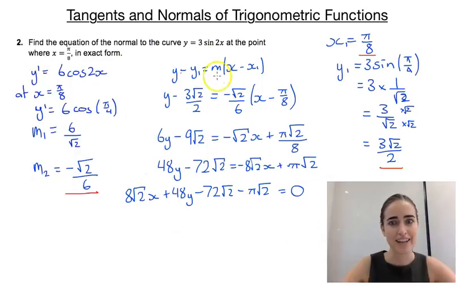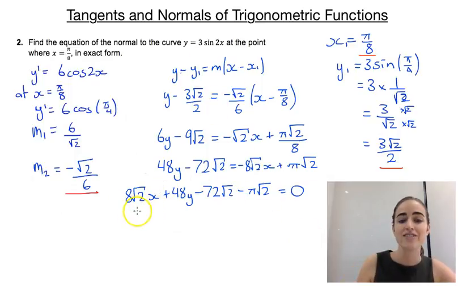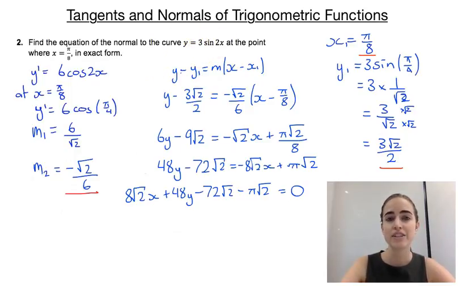So a few little mistakes in there, but I think I've got them all out. So this whole long thing is the equation of the normal at this curve. Those are 2 examples of finding equations of tangents and normals to trigonometric functions.